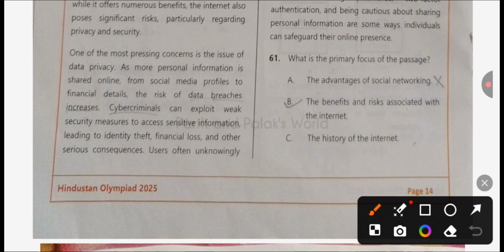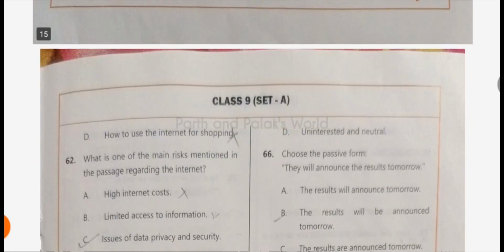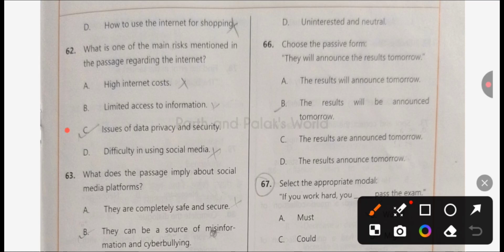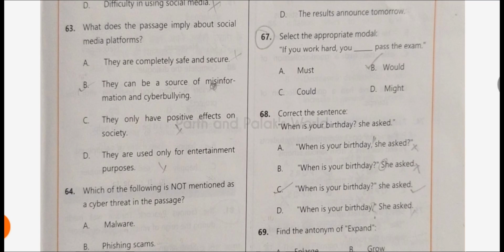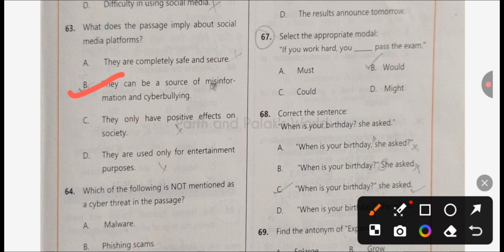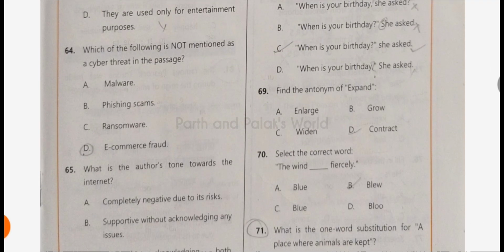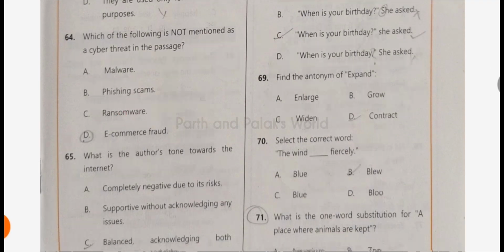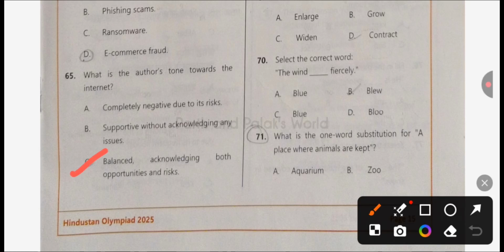Now talking about question number 61, what is the primary focus of the passage? The correct answer would be option number B. Question number 62, the correct answer would be option C. Question number 63, the correct answer would be option number B. In question number 64, the correct answer would be option number D. In question number 65, the correct answer would be option number C.